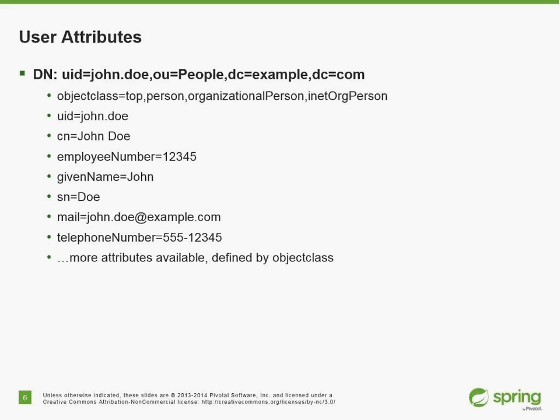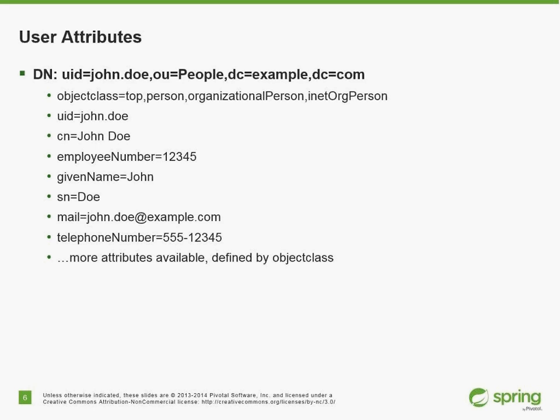SN, in this case, is the surname of the user. It's important to note that the names of these attributes are strictly defined by the attribute definitions in the object class. So you can't decide what you want to call your attributes unless you create your own object classes. That's typically something that you don't do very often.